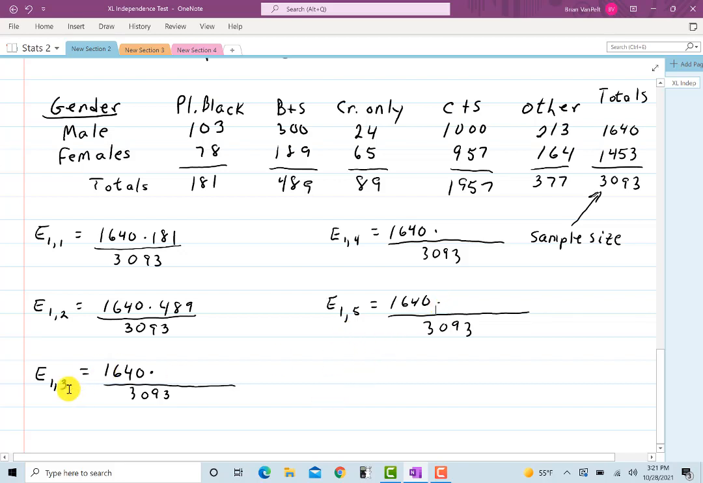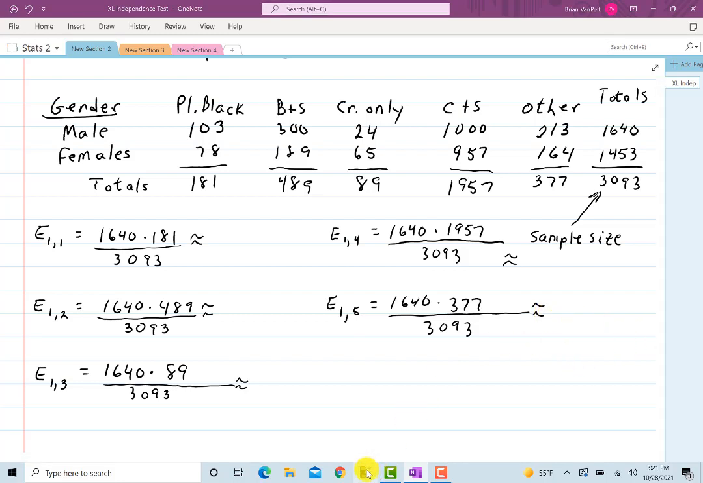Now, let's take a look at this 3. It represents the 3rd column. The sum of the 3rd column is 89. This 4 is the 4th column. That's 1957. And then over here, I want the 5th column. That's 377. I think I'll probably go to 4 decimal places for each of these. So let me go ahead and get these to 4 decimal places.